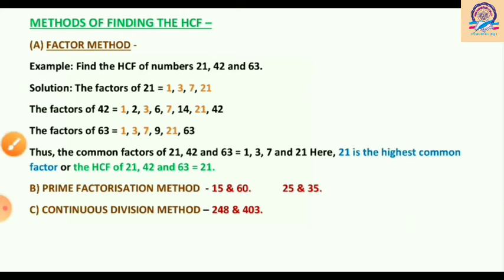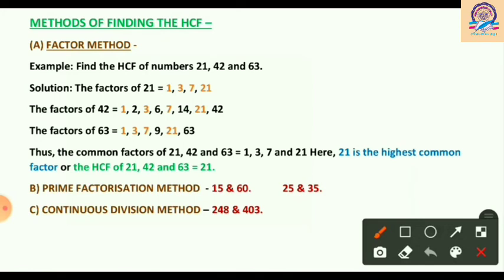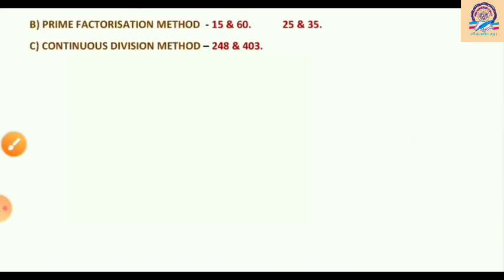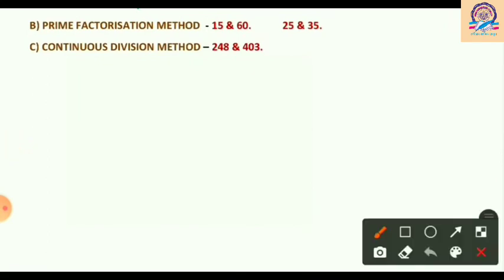So here 21 was the greatest. For that, 21 was the HCF of all these numbers. Now come to the next method, that is the prime factorization method. So how can we find HCF using this method? Actually, this method is also based on prime numbers.